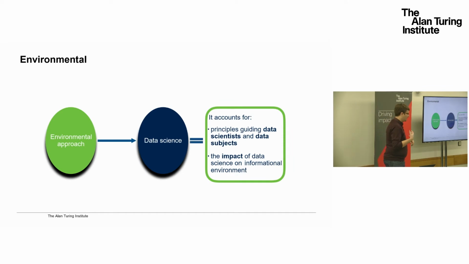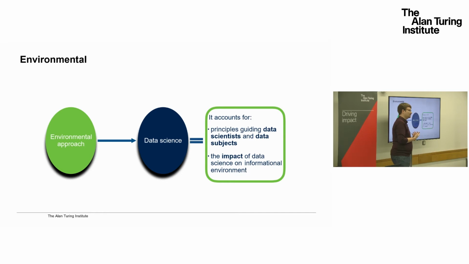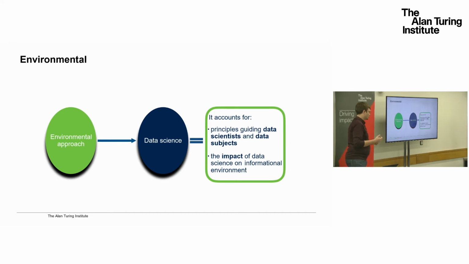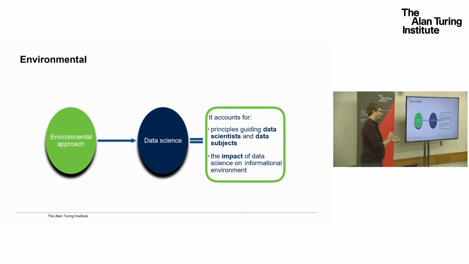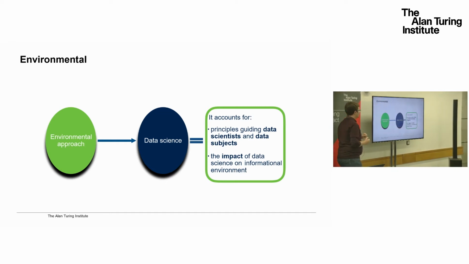So the idea here is that you can essentially try to compensate for the weaknesses of a deontological and consequentialist approach insofar as you will have principles that guide data scientists and data subjects, but you're still looking at the impact or the consequences of actions as well. You're looking at the impact on the informational environment rather than the impact on individual agents within that environment. So it's a slightly different approach. It's not simply combining a consequentialist and deontological approach, but rather tweaking them to try to make them work.